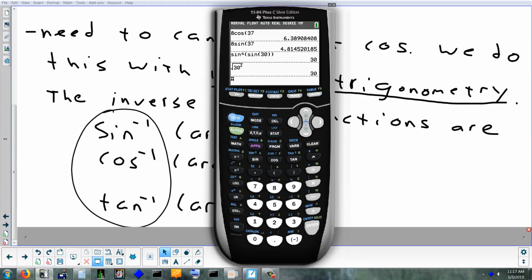How about if I did the inverse sine of the sine of 75? If I hit enter, what would I get there? Yeah, 75. Inverse sine and regular sine cancel each other out. How about the inverse sine of the sine of 210? What do you think I would get? You might guess you get 210, you don't.